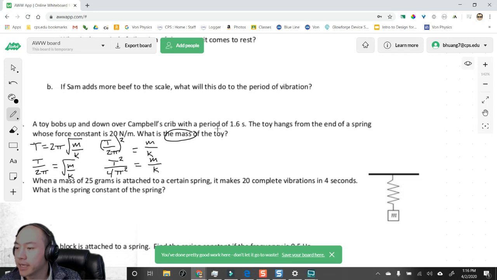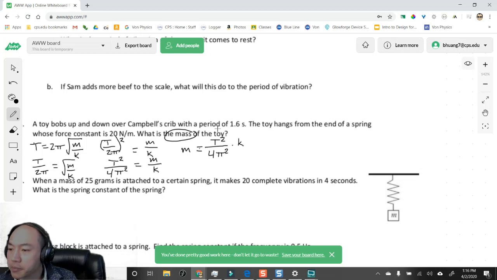Okay? And the last thing we're going to do to solve for mass is multiply both sides by K. And so what you end up getting is the mass is equal to T squared divided by 4 pi squared times K. Good?